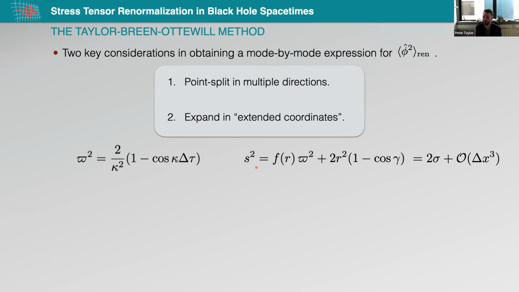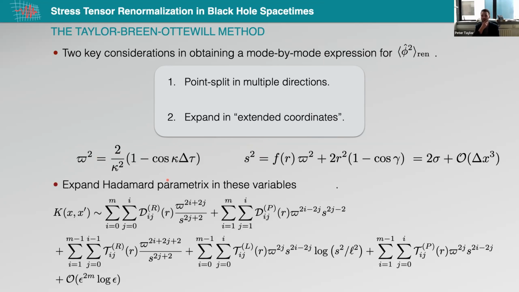It turns out to be very useful to expand in these parameters. You need a little bit of foresight to understand why these are the right things to expand in. But if we expand in these parameters, we can write down the Hadamard parametrix to some order in the following form. This seems complicated, but let me explain some of the terms. I'm expanding the Hadamard parametrix in w squared and s squared. The top line here are the terms that come from the direct part of the Hadamard parametrix, the delta to the half over sigma, if you like.